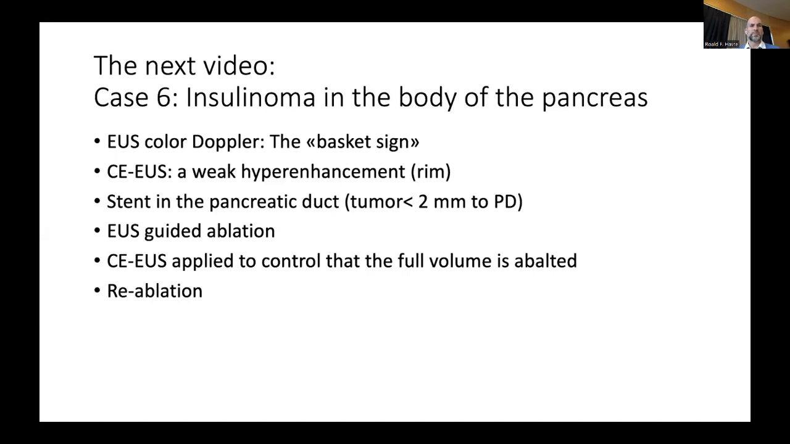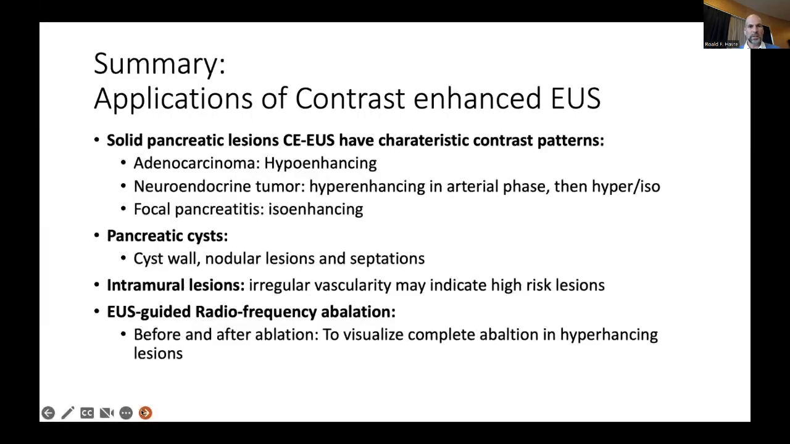And then if you look well, you will see a stent in the pancreatic duct that is already placed there prophylactically to avoid procedure-related pancreatitis. And then we will see the EUS-guided ablation. It's repeated twice. And then we look with contrast to see if we've ablated the full volume. And we think we have not, so we make a third re-ablation. So, you ready? I will comment on the way, sorry.